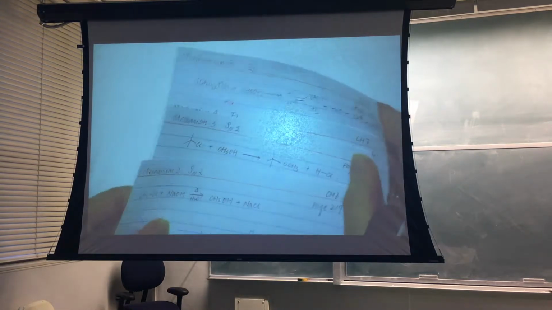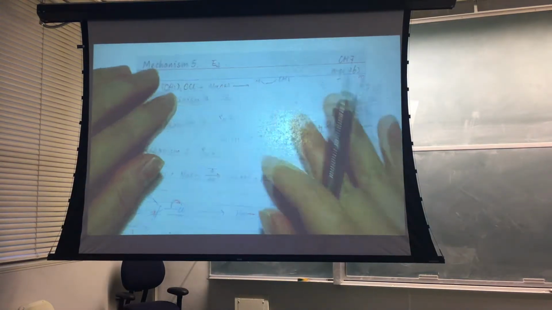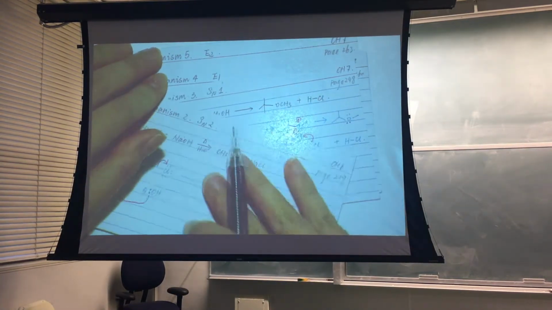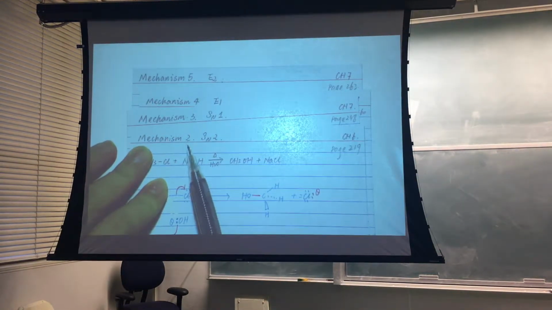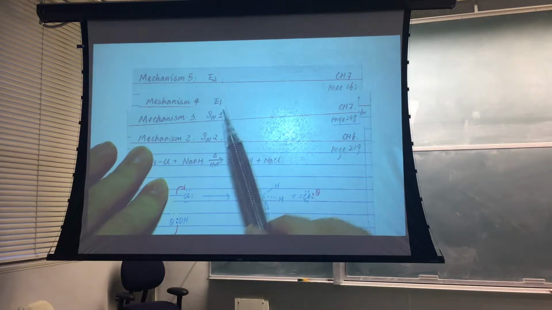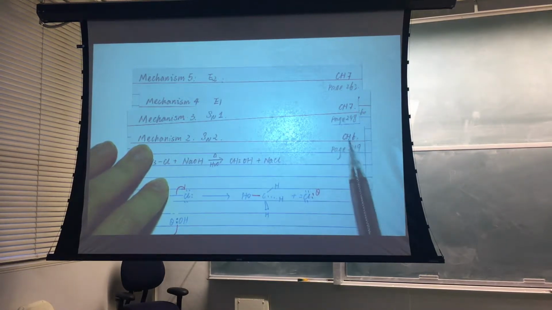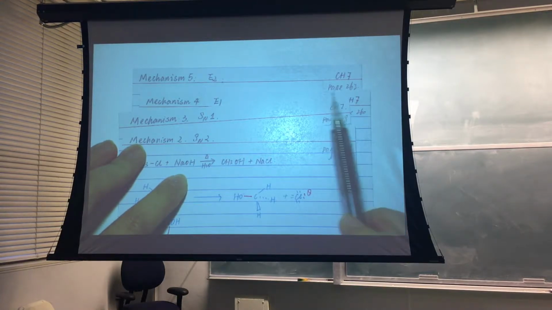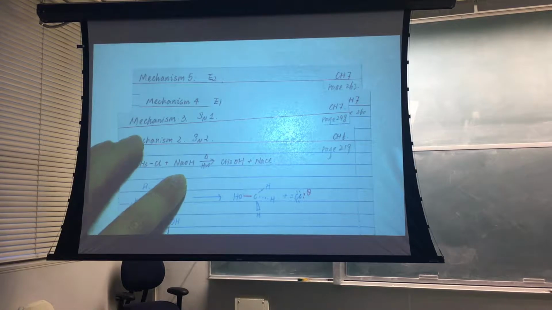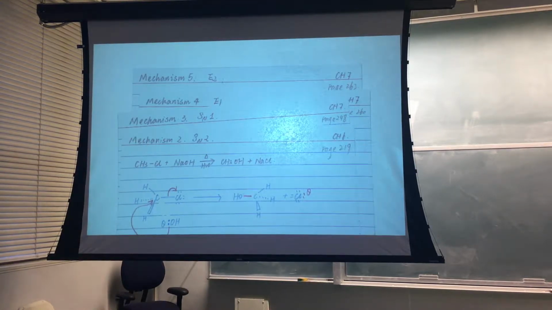Kind of a preview: the first five we're going to learn are SN1, SN2, E1, and E2. So you can see from number 2, 3, 4, 5: SN2, SN1, E1, E2. You are not going to really touch them until chapter 6. The 3, 4, 5 are in chapter 7. But while you are still in chapter 4, I warn you guys already: those are the tough parts of your second midterm.